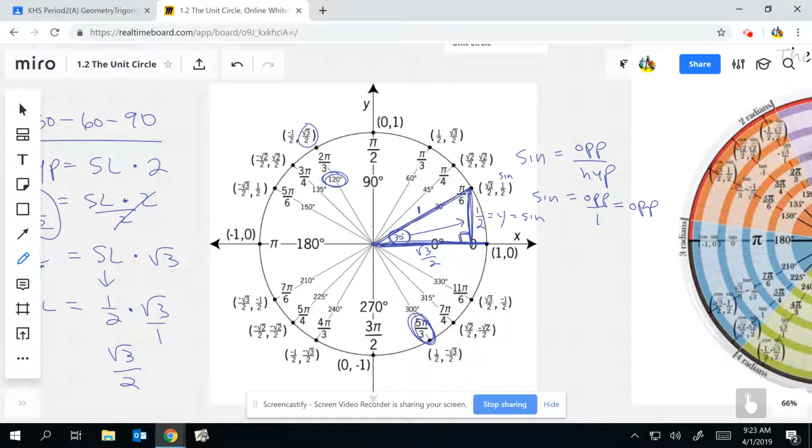Okay, 5 pi over 3. The sine value is going to be your y value, negative radical 3 over 2.